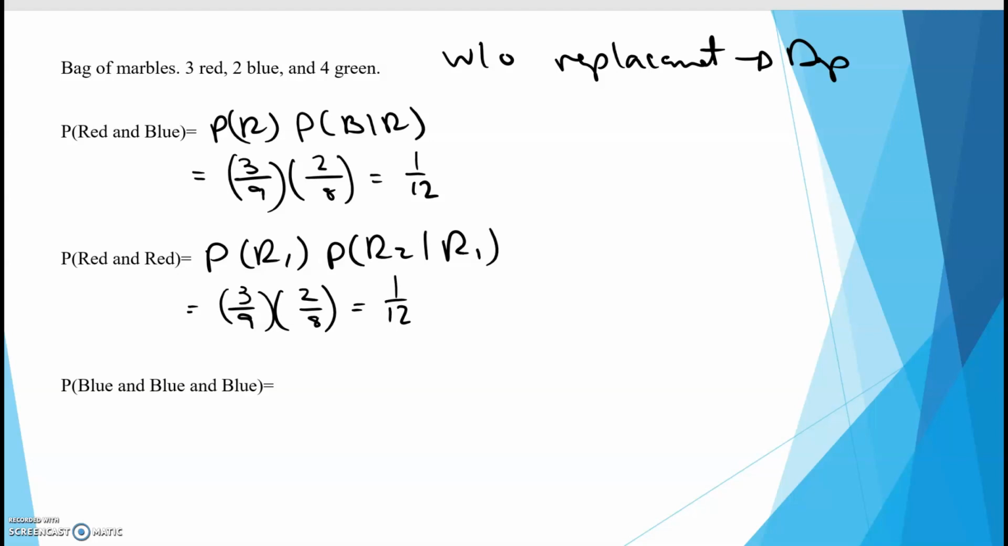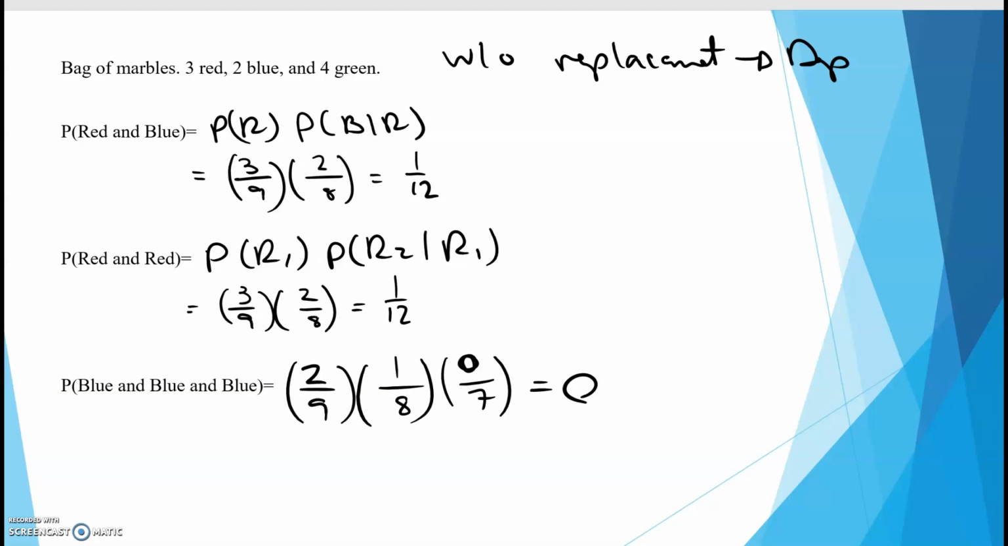Okay, probability of getting a blue and then a blue and then a blue. So the probability of getting the first blue would be 2 over 9. I take that one out. Then I have 1 blue left over 8. Take that blue out. I have no more blue over 7. So this 0 right here is going to wipe everything out. And it's going to give you a big fat 0. Because if you only got 2 blue in there, how are you going to reach in and get a blue and then a blue and then another blue? You can't. It's impossible. You can't reach in and get 3 blues when you only have 2 blues within your jar or your bag of marbles.